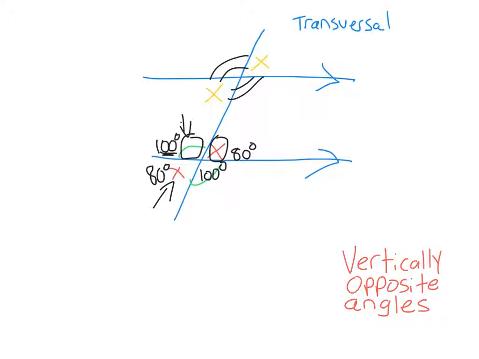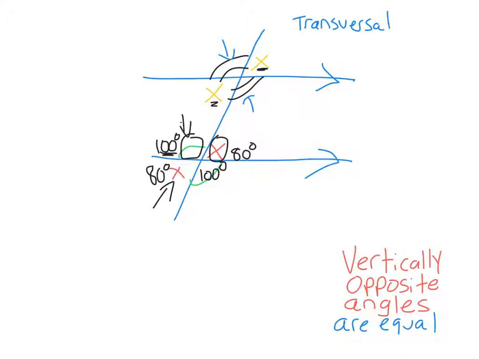So you can see the two green angles are equal to each other, the two red angles are equal to each other. And similarly, these two angles are equal to each other. This angle and this angle are equal to each other. So vertically opposite angles are equal.